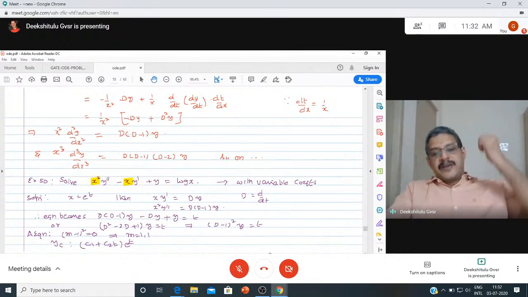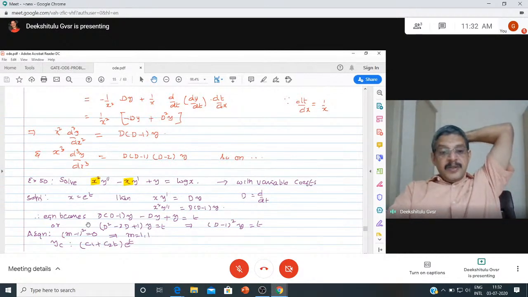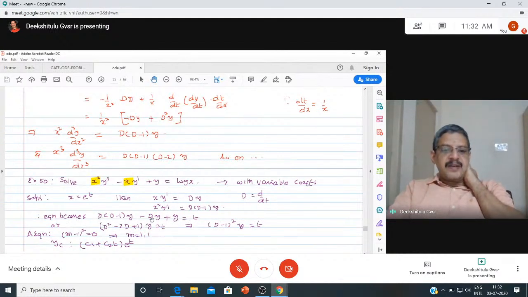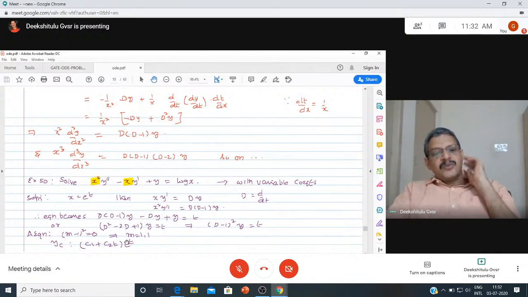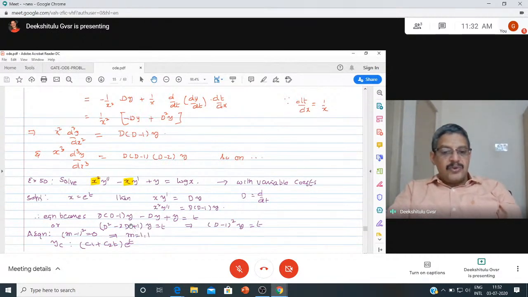That's what we did, this trick we played. So this D squared, if you simplify this, if we take common y here, D squared minus D minus 2D plus 1 is equal to t. So it is now a linear differential equation with constant coefficients. We know how to deal with this.